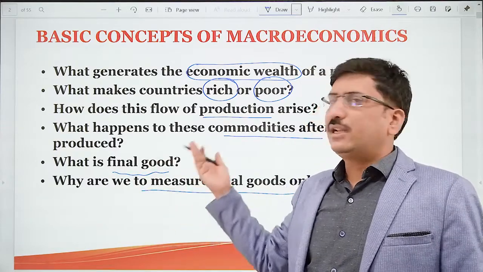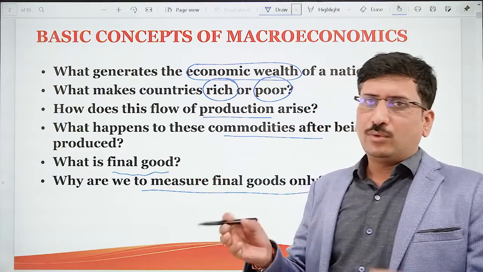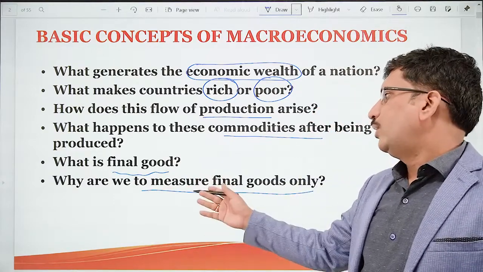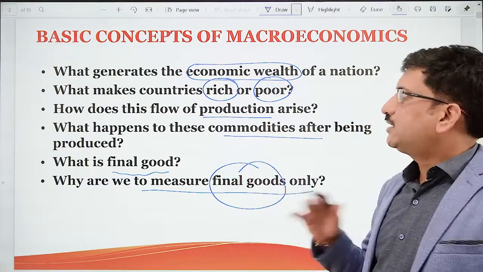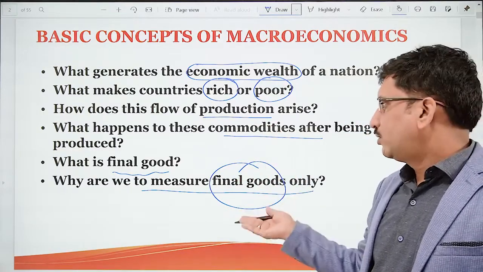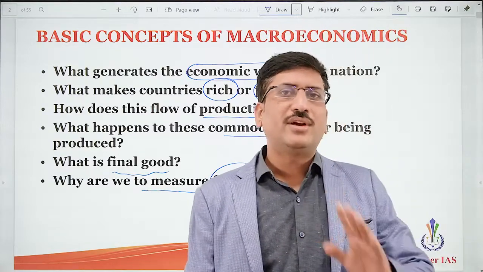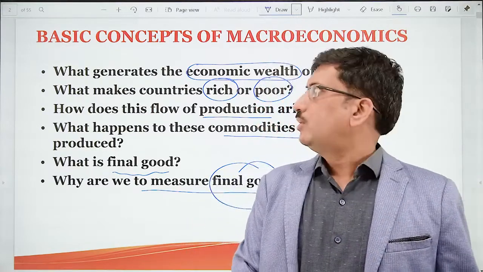But here, if you want to count something, why are you to measure the final goods only? First we'll understand, then we will see what is the importance of final goods, right? Okay.